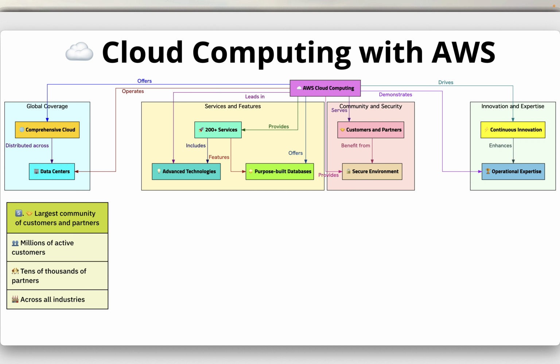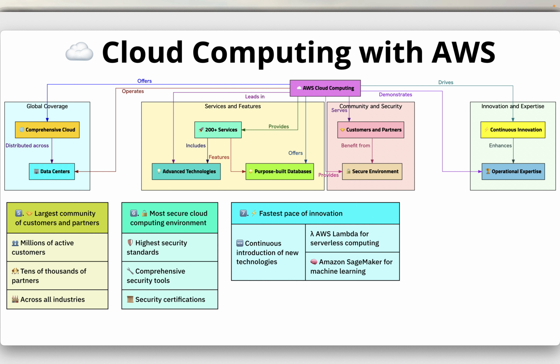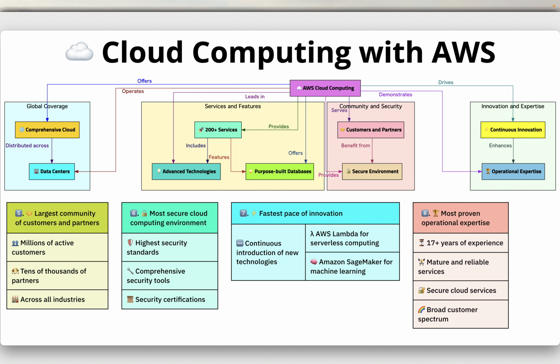Largest community of customers and partners. Millions of active customers and tens of thousands of partners across all industries. Most secure cloud computing environment, designed to meet the highest security standards, supported by comprehensive security tools and certifications. Fastest pace of innovation: AWS continuously introduces new technologies such as AWS Lambda for serverless computing and Amazon SageMaker for machine learning. Most proven operational expertise: over 17 years of operational experience, providing mature, reliable, and secure cloud services to a broad spectrum of customers.